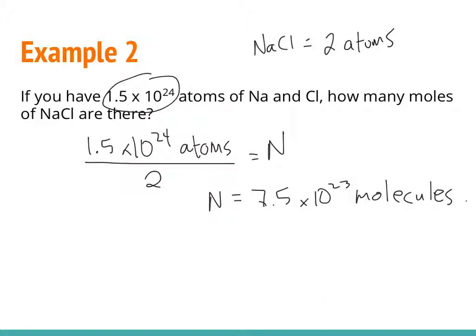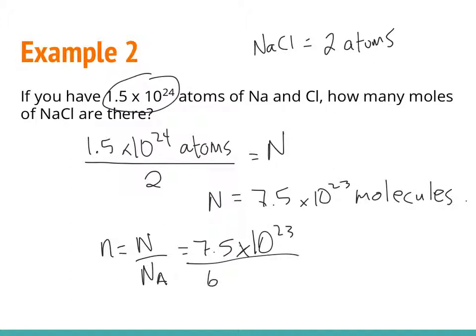Now that we know the number of molecules, it's pretty easy to convert back to the number of moles, because we take the number of molecules and divide it by Avogadro's constant. So 7.5 times 10 to the 23 molecules divided by 6.02 times 10 to the 23 gives us, to two significant digits, 1.2 moles of sodium chloride. We want 2 sig digs because our question gives us 2 sig digs and all we are doing is multiplying or dividing.